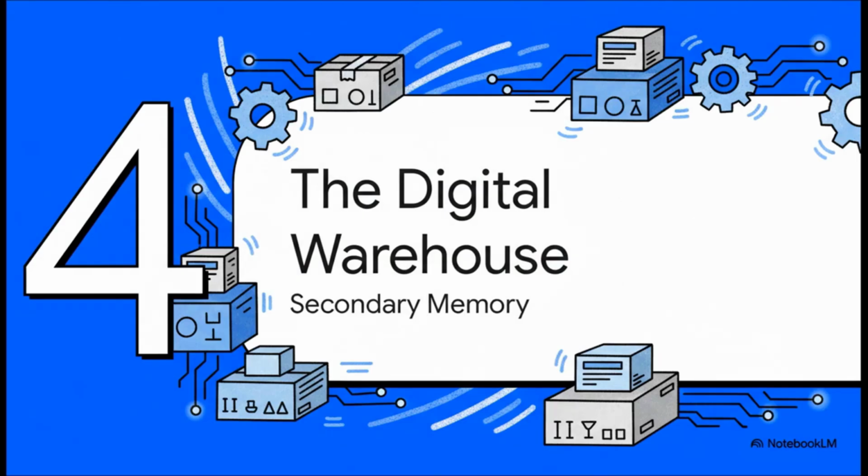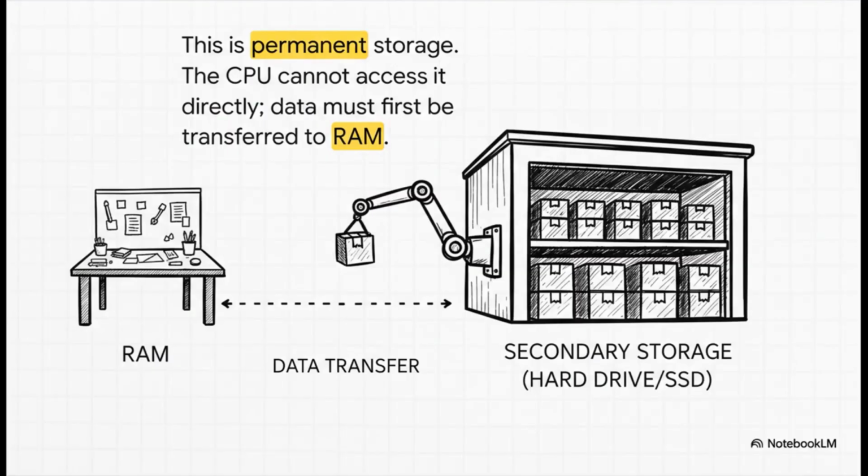Okay, now we're going to take the biggest step back from the CPU so far. We're moving from that active workbench out to the vast permanent digital warehouse. This is where all your files, your applications, and your entire operating system live for the long term. This is your hard drive, or your SSD. It's the warehouse. It holds huge amounts of data, and it holds it permanently. But, and this is key, it's much, much slower to access.